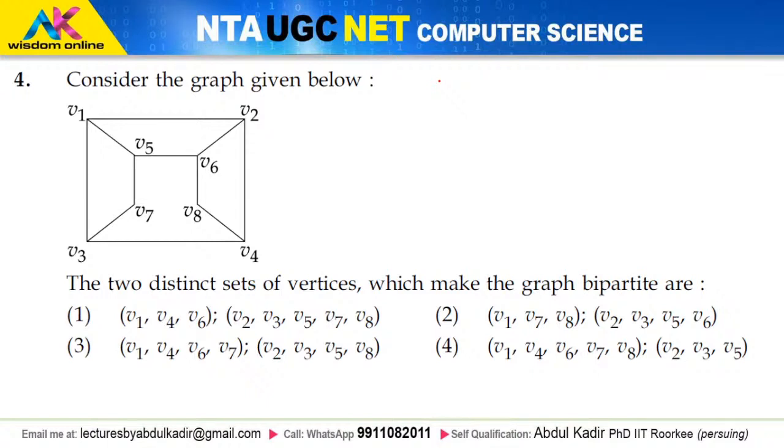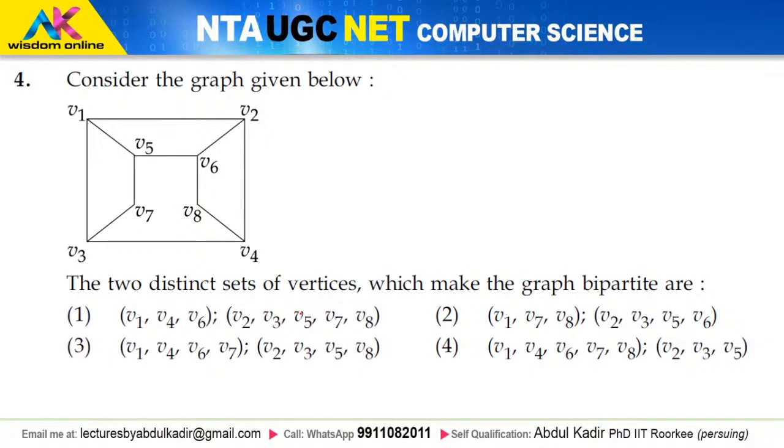So let's see this question. He is saying the two distinct sets of vertices which make the graph bipartite. So let's check each option. There is nothing else, just check each option. For example, in the first option he is saying v1, v4 and v6, and he is saying v2, v3, v5, v7, v8.